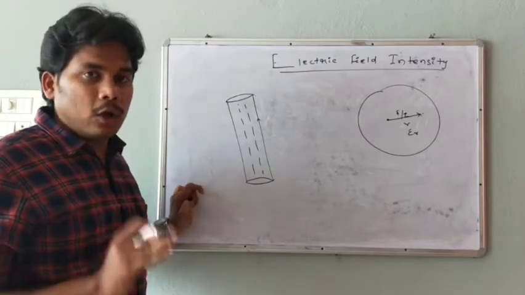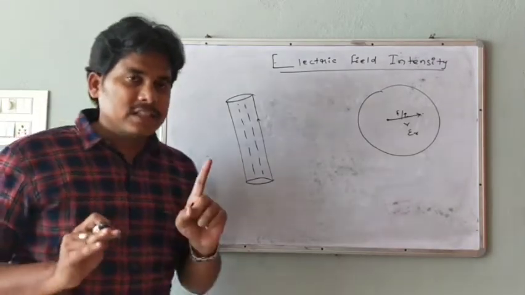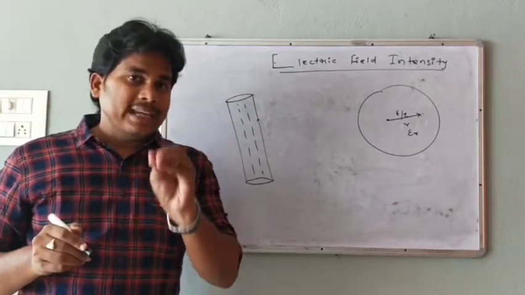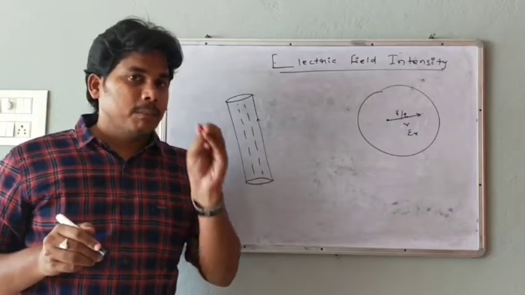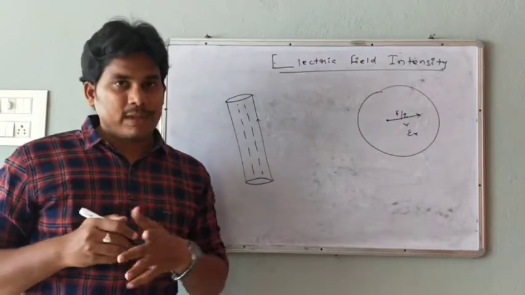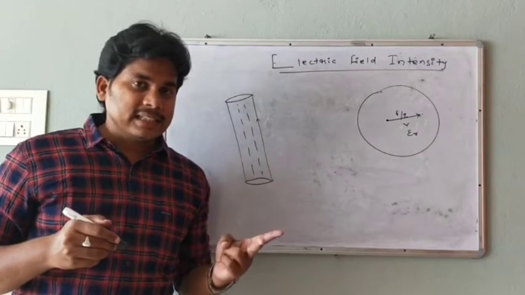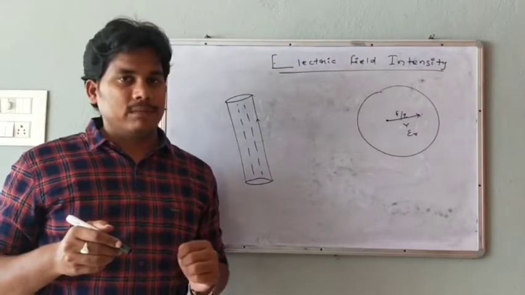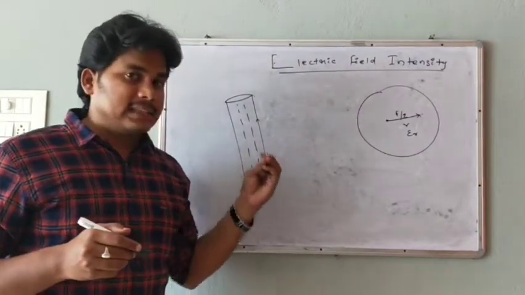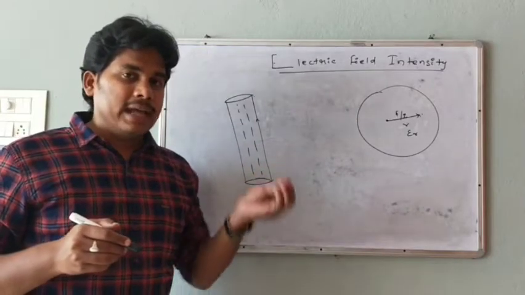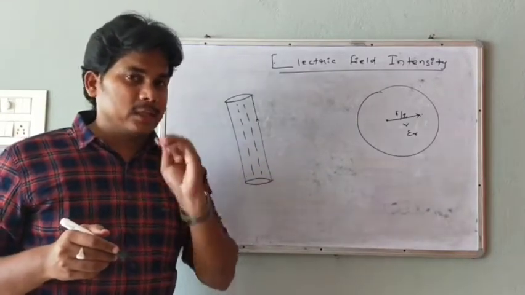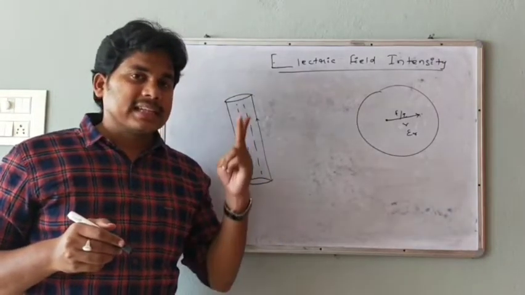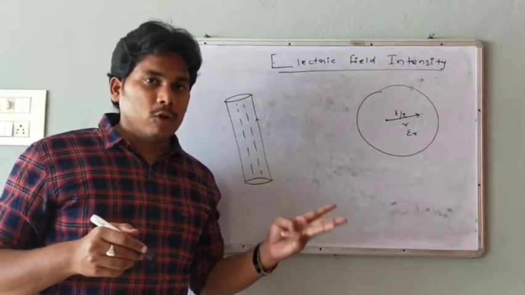I am repeating all the characteristics of electric field intensity. First, electric field intensity at a point in an electric field is defined as the force experienced per unit positive charge at that point. Second, electric field intensity is the negative gradient of electric potential in an electric field. Third, the dimension of the electric field intensity is M1 L1 T minus 3 A minus 1. Fourth, the unit of the electric field intensity: first is Newton per coulomb, second is joule per coulomb per meter, third is volt per meter.